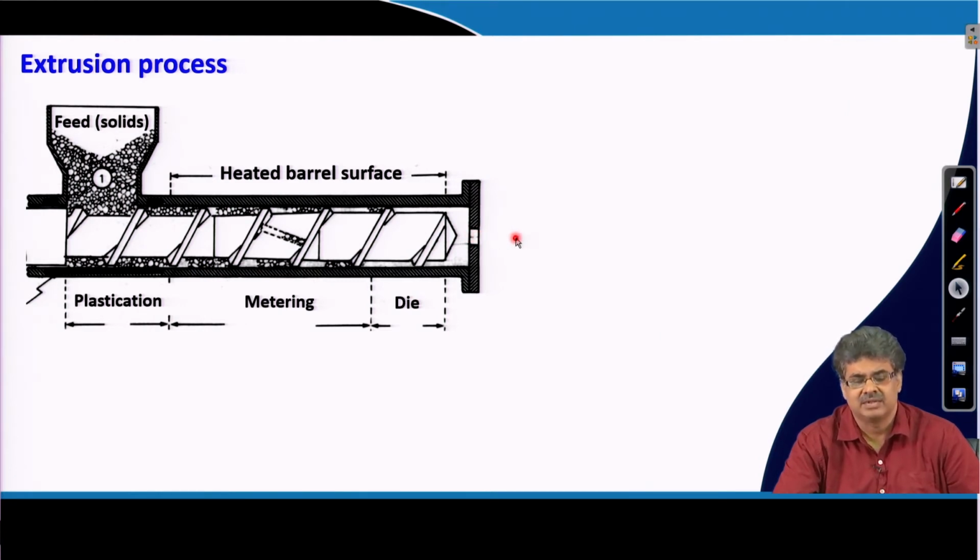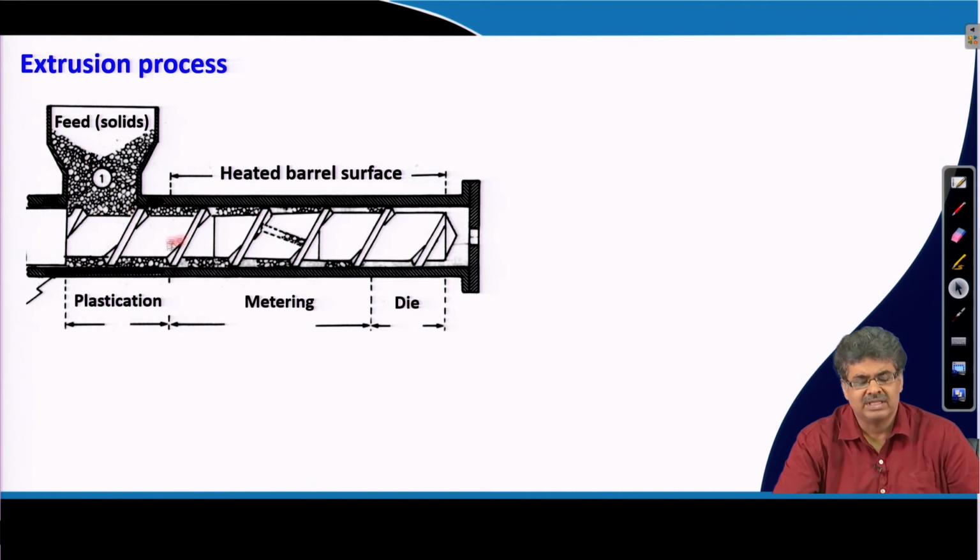You can have a sheet type shape, or a circular die where you can directly get extruded pipes, or otherwise you can have a small orifice from which you can get long polymer strands, and you can cool it and chop it to get small granules. So, in this case there are 4 regions. This is a feed region, this is the plasticization region, this is the metering region, and this is the die region.